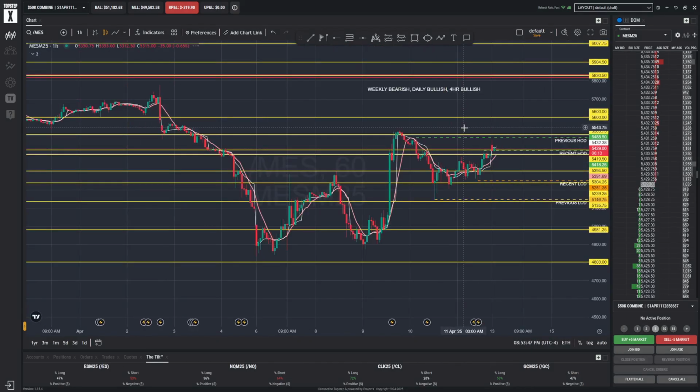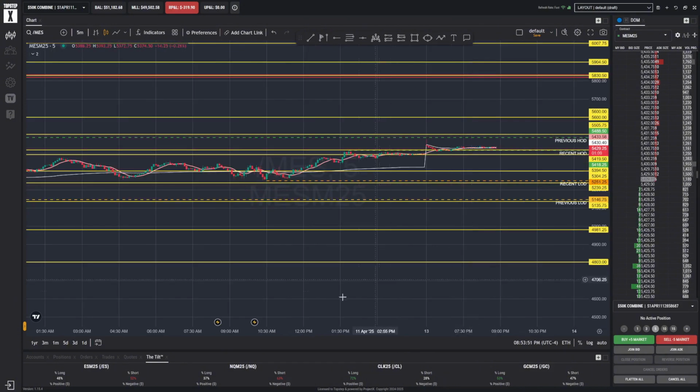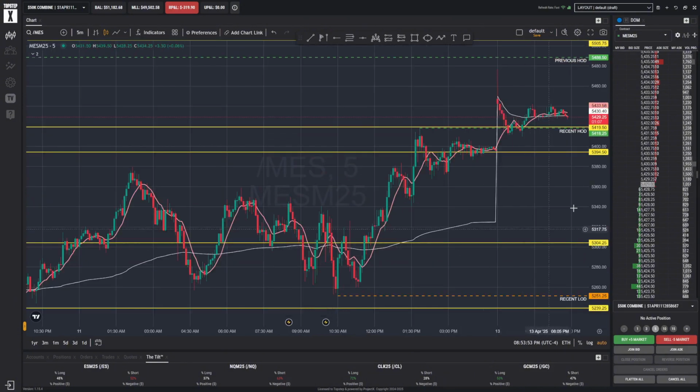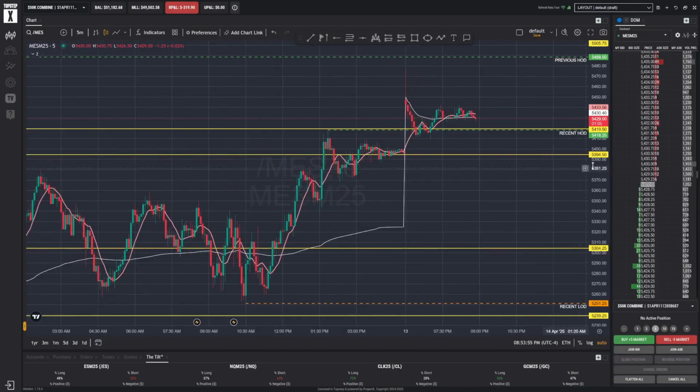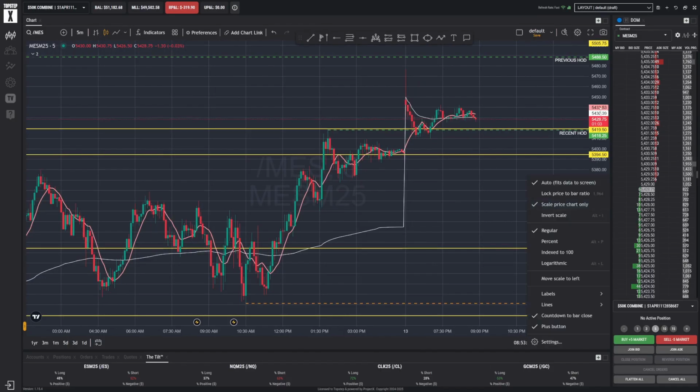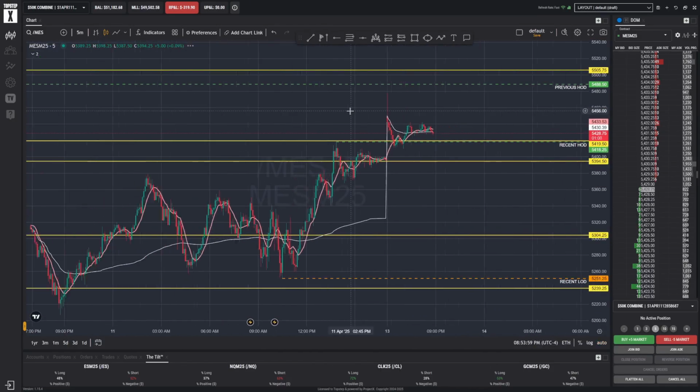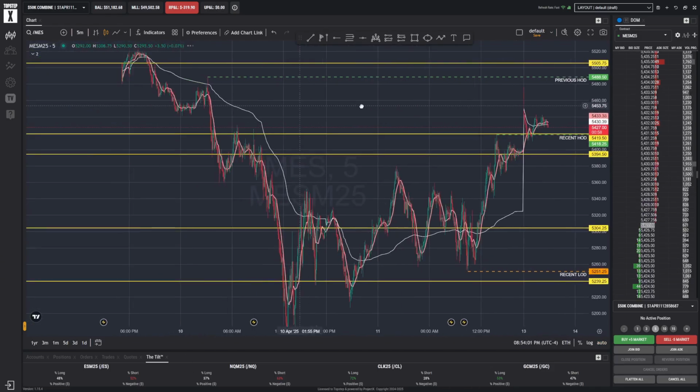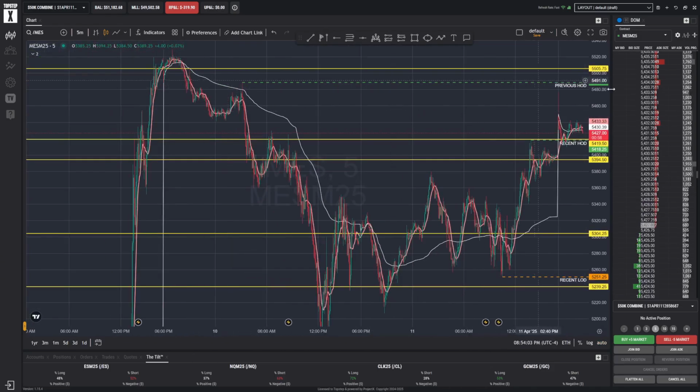Hop into the 1 hour, same exact thing. You see how clean. 5 minute. Let's just refresh this a bit. Boom. Now, why are these levels so important? You could probably even mark one here too as well. Why not? On the previous high of day.